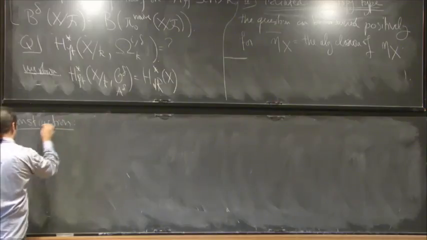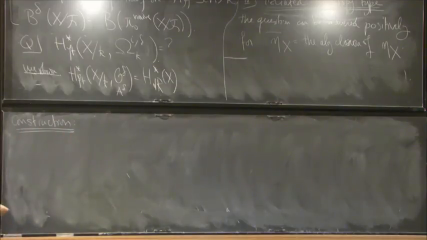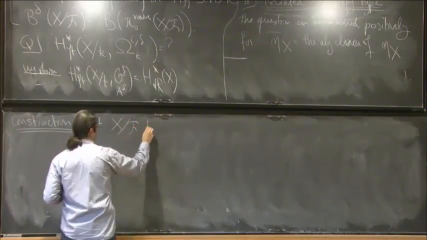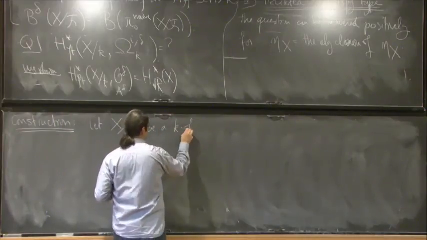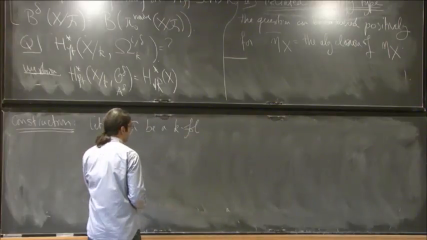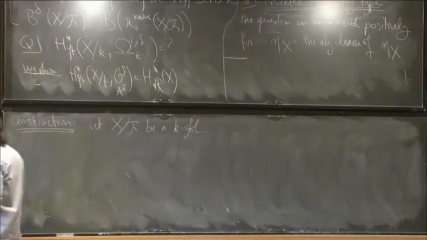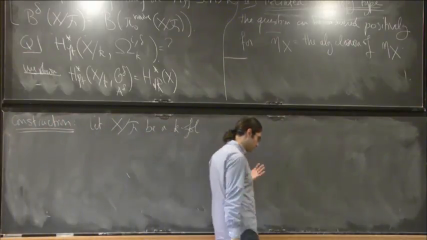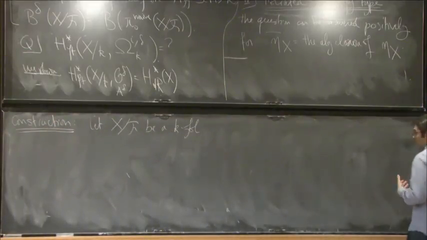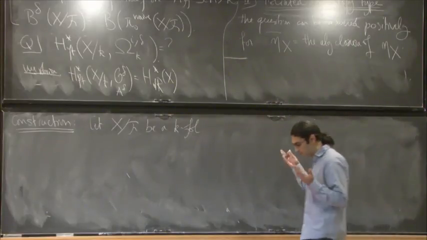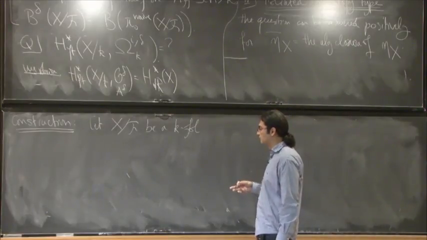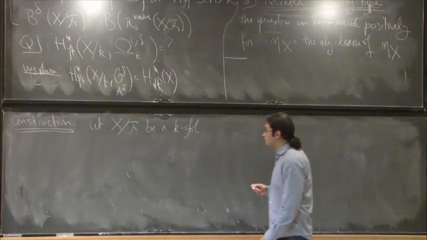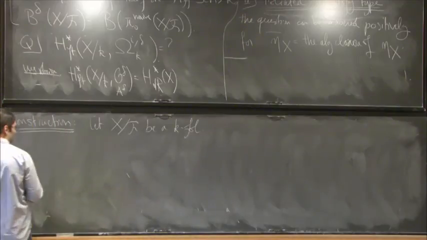This construction will work for any foliation. It's a general construction. So let X over F be a foliation. I want to associate to this an analogous object to what, for the étale topology, is known as the Artin-Mazur homotopy type. So I want to do something similar in the case of the foliated topology. It's really the same construction.